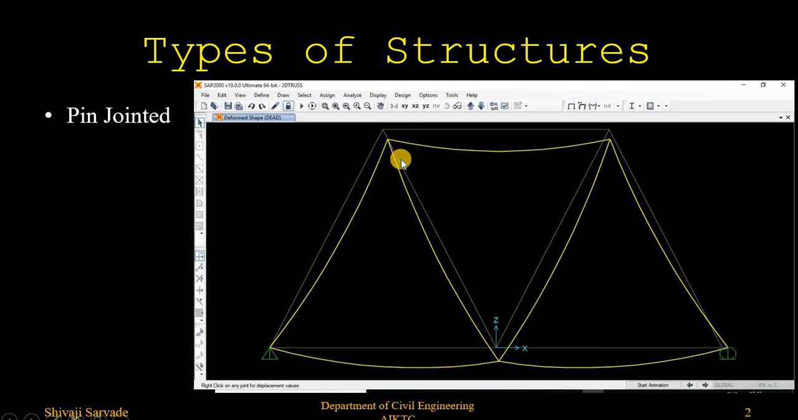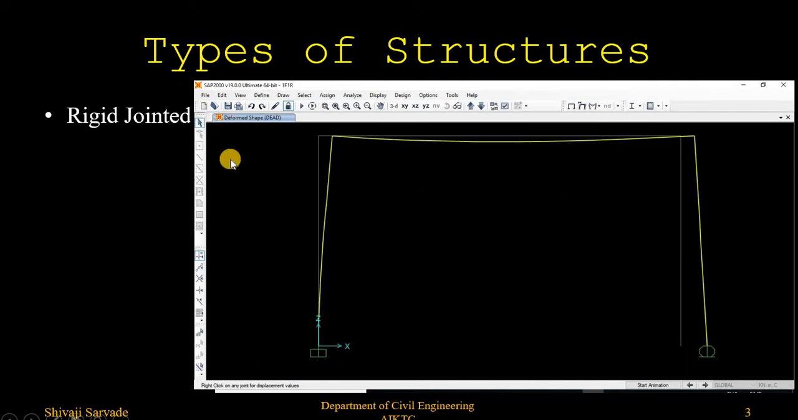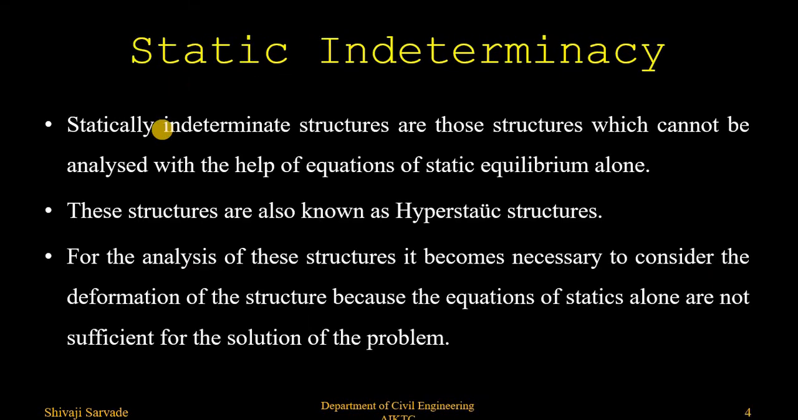It may change. Whereas if I go to a rigid frame, the gray one is the undeformed shape. This is a typical 2D frame, 1x1 single story height, with a fixed support here and a roller support here. Now if you check, the angle between the members at the joint remains the same after deformation. That is the fundamental difference between a rigid joint and a pin joint.